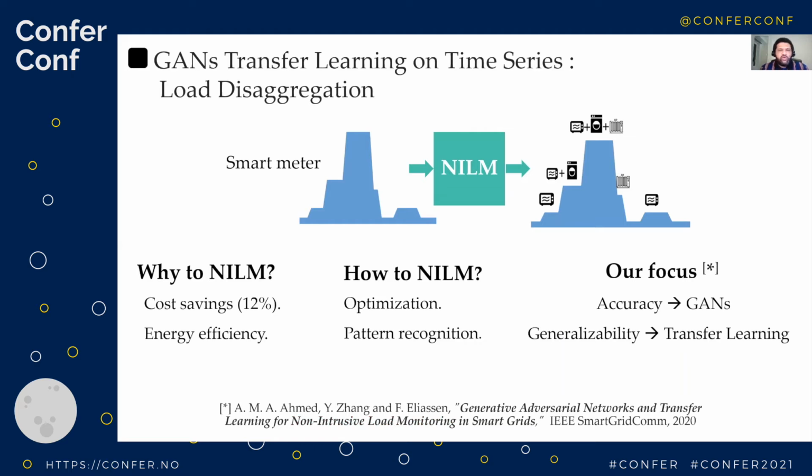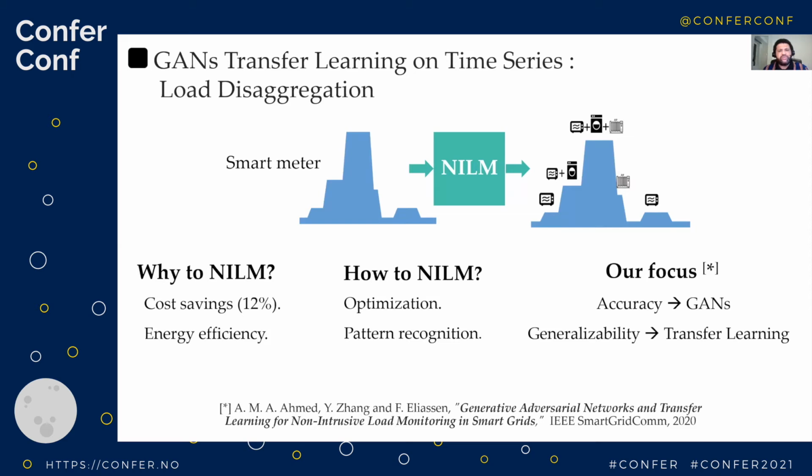How do developers of NILM solve it so far? Actually, there are two main paths in the literature, either by using optimization, trying to find appliance combination that minimizes the difference from the total measurement, or taking the second and promising recent path, which is using pattern recognition and machine learning methods.